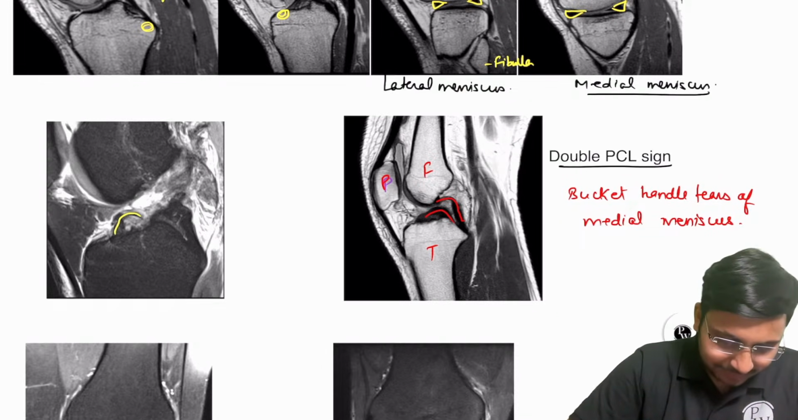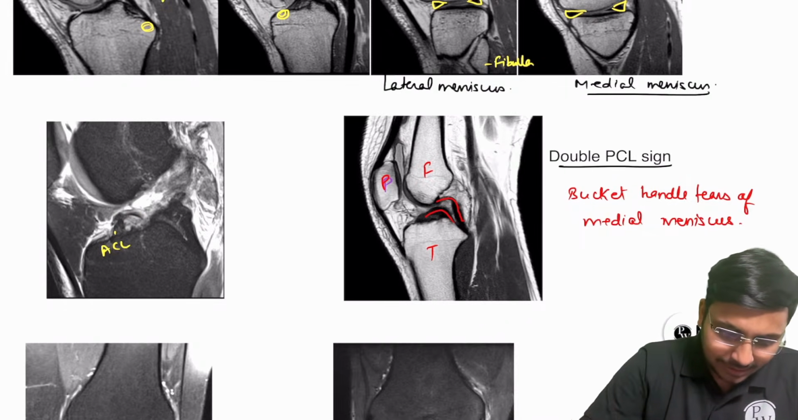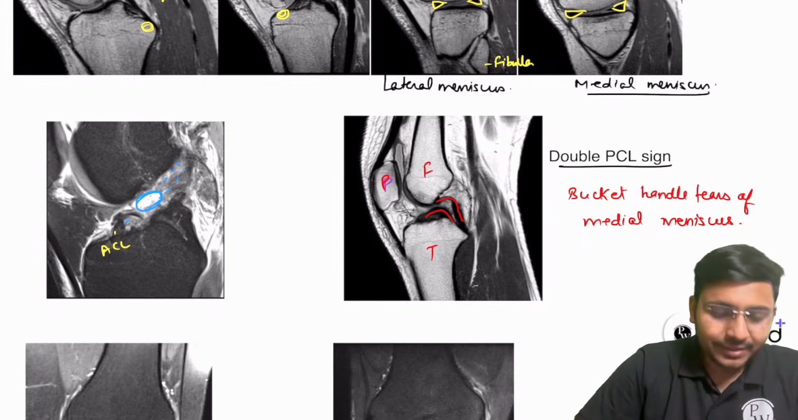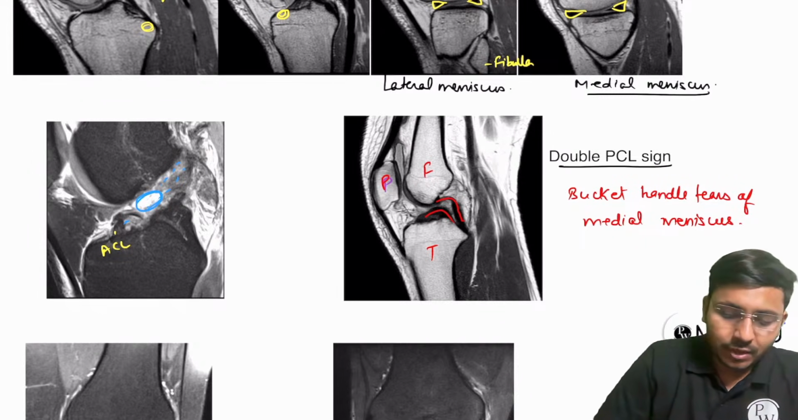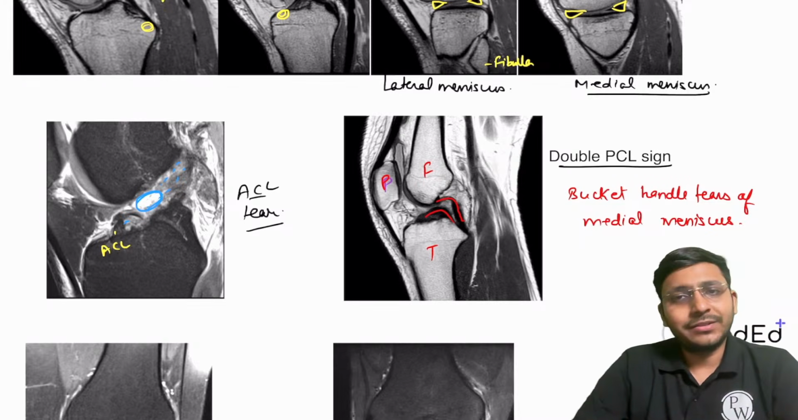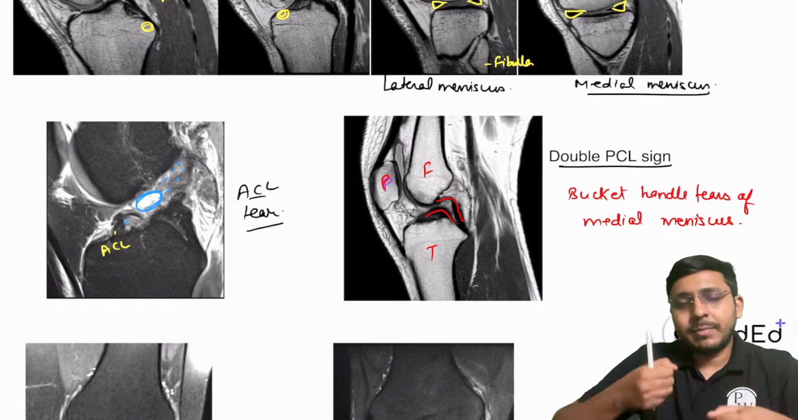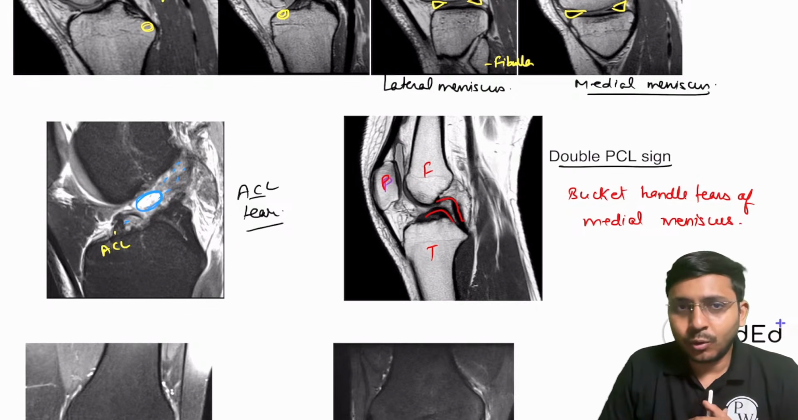Now, what is this showing here? This is the ACL, which is crumpled like this. And in the region of ACL, you have this fluid signal. Now, this is how a typical ACL tear looks like. And what are the signs of ACL tear? Anterior drawer test, Lachman test, right? All these signs you know for ACL tear.